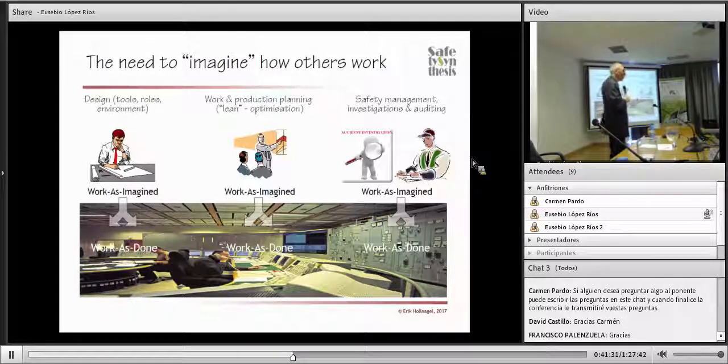It goes for a control room in a nuclear power plant. It goes for a car. It goes for a crane. It goes for a machine. It goes for everything. We have ideas about how it should work. We call it work as imagined, and we use these ideas to design the work. When we, in the middle, when we plan work, when we manage work as managers, as worksite managers and leaders and so on, we also have ideas about how the work should be done.